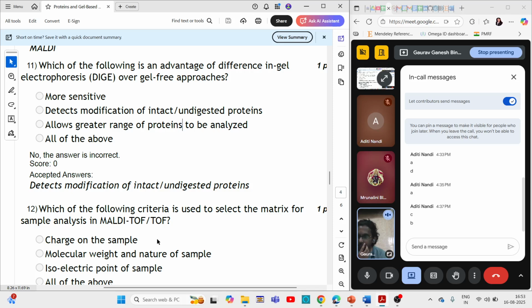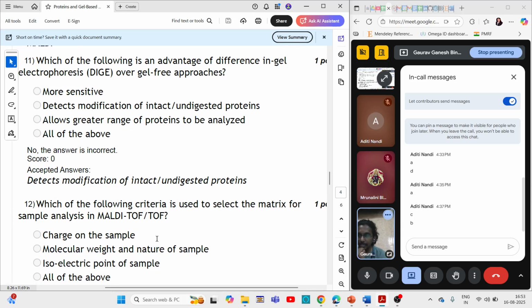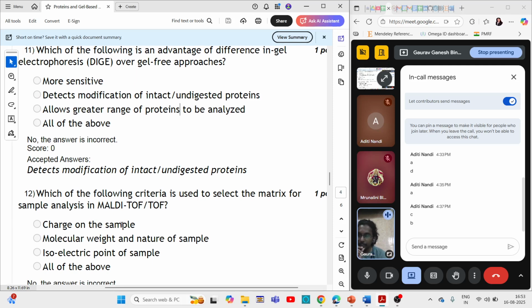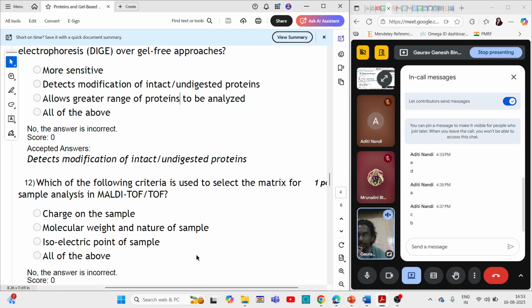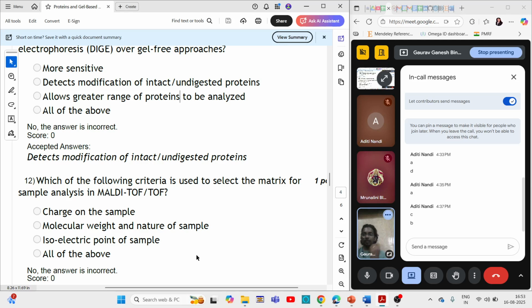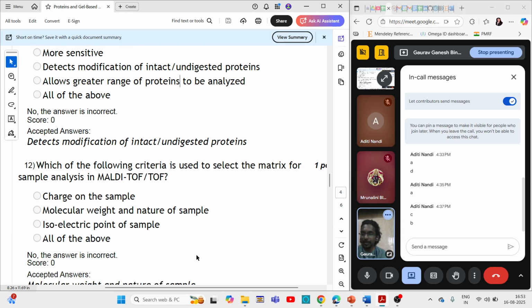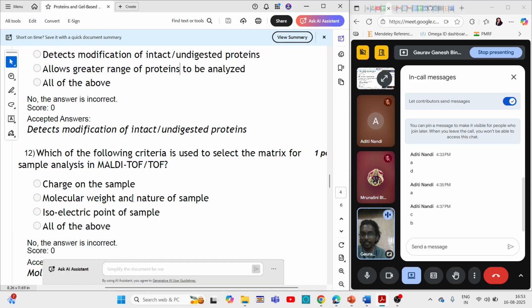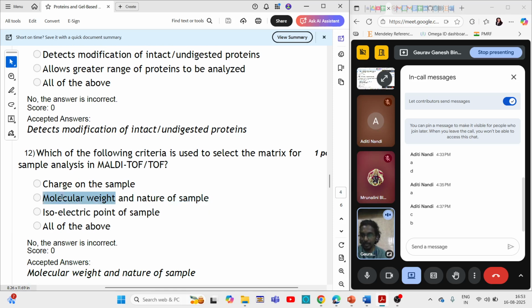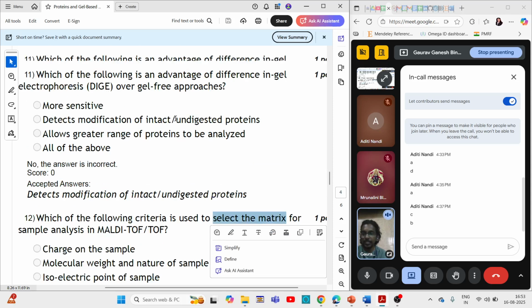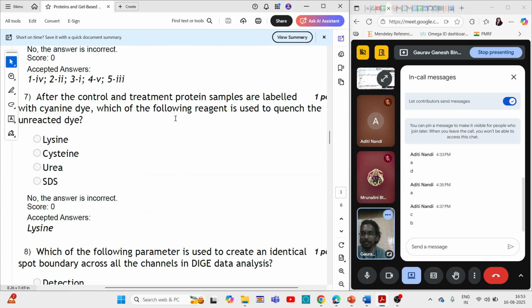So which of the following criteria is used to select the matrix? We just discussed this in terms of MALDI-TOF. Is it the charge on the sample? Is it the molecular weight and nature of the sample, or the isoelectric point of the sample? Or all of the above? I think we are left with only the next 10 minutes, so I'll be a little quicker. It is the nature of the sample as well as molecular weight. That will help you understand which matrix you need to select, as we were just discussing these different matrices.